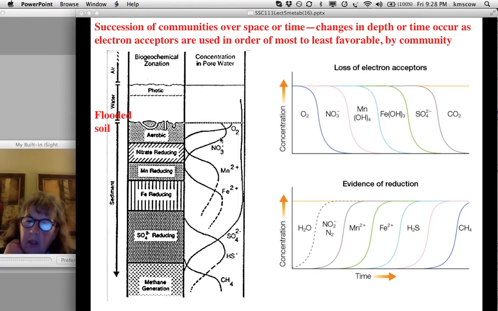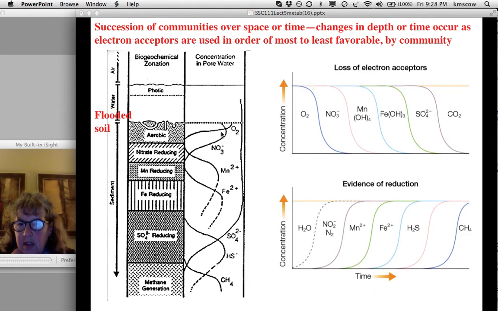Then we don't see the oxidized form of manganese here. We see the reduced form. Reduced form of manganese is the product of the oxidized form being used.